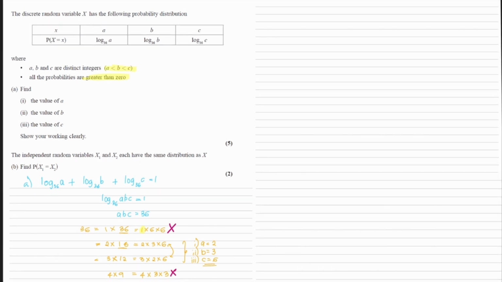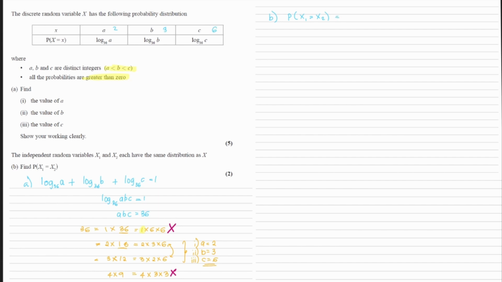We're then told the independent random variables x1 and x2 each have the same distribution as x. Find the probability that x1 is equal to x2. So we are looking for the probability that x1 is equal to x2. And we have found our values for A, B, and C. A is 2, B is 3, and C is 6.